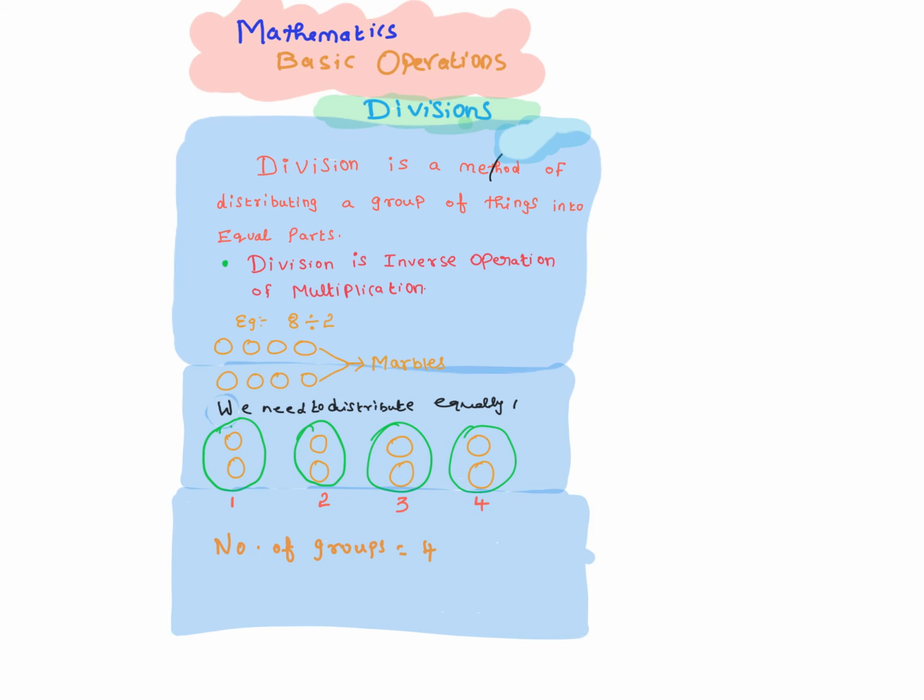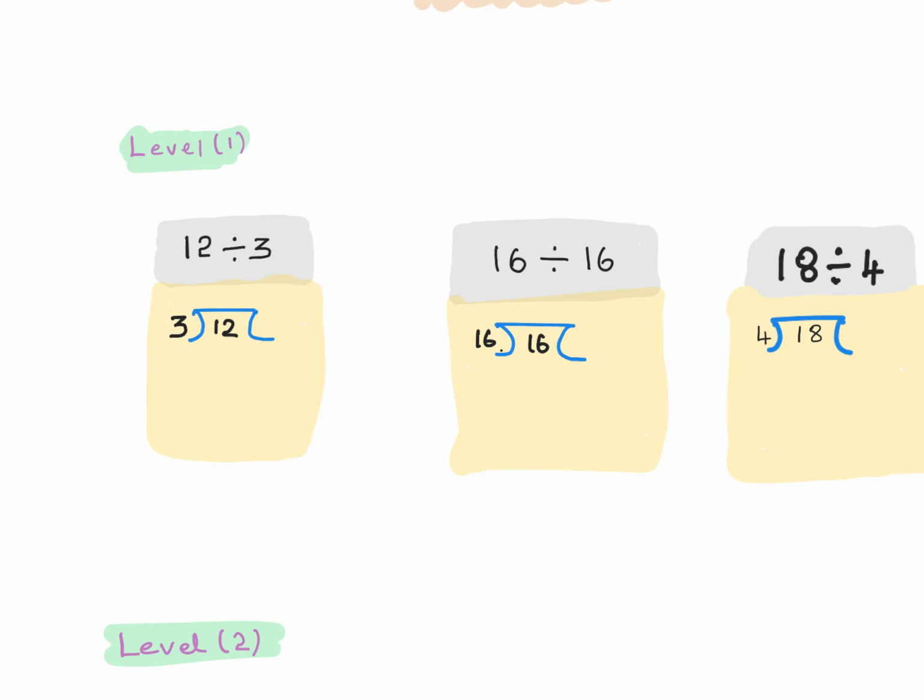Now we will go to the problem section. Level 1 question: 12 divided by 3. Now we need to make groups here. In total we have 12, and we need to divide it by 3. So in 12, how many 3s can we make?